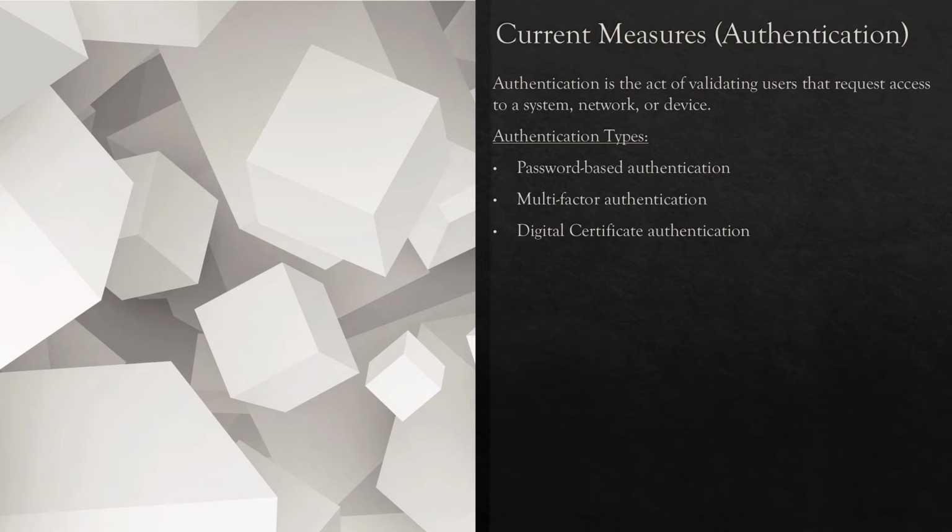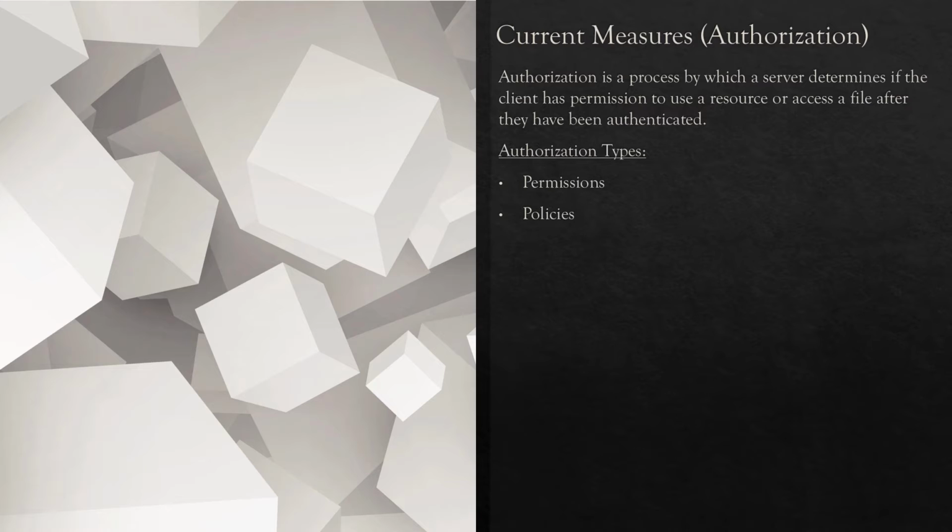Now moving on to the second current measure. The second current measure is authorization. Authorization is the process by which a server determines if the client has permission to use a resource or access a file after they have been authenticated. Two prominent ways to control authorization are through permissions and policies.